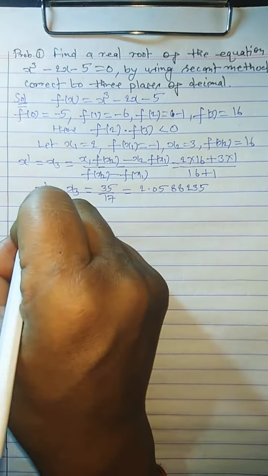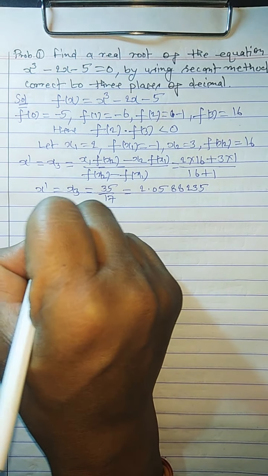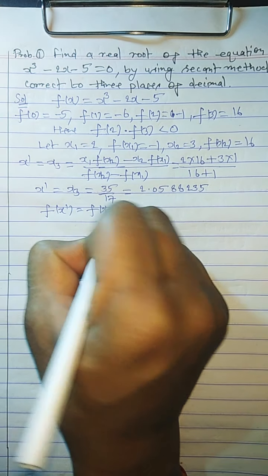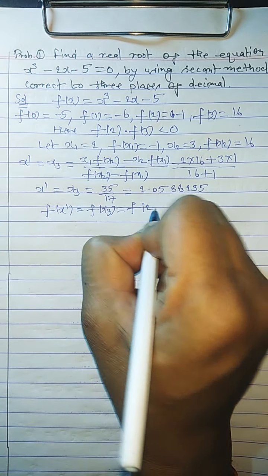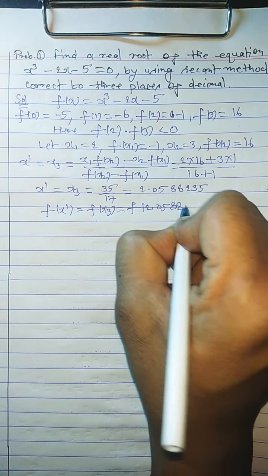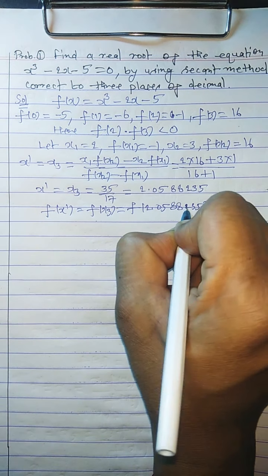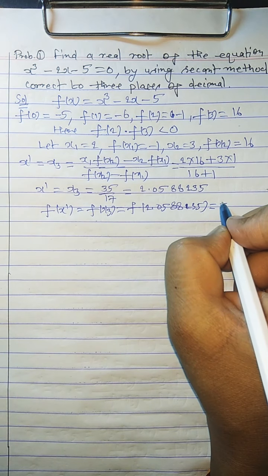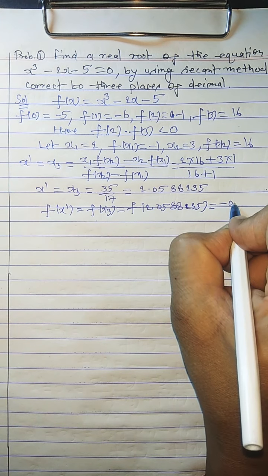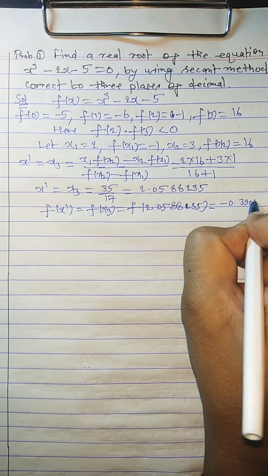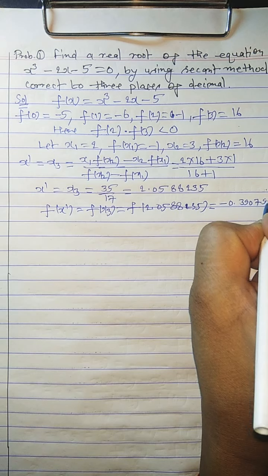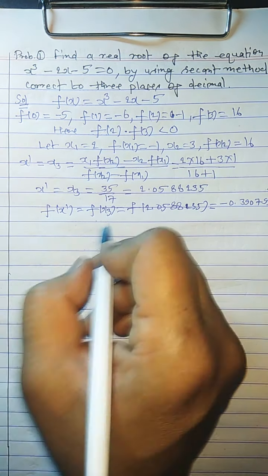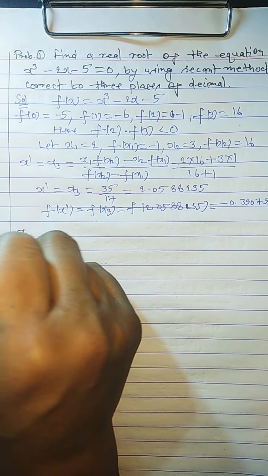Now we find the value of the function at this point. Next we find f(x3), that is f(2.0588235). What is the value of the function at this point? When we calculate this with the help of a calculator, we get 390799, which is less than 0. Next we calculate the second approximated root.